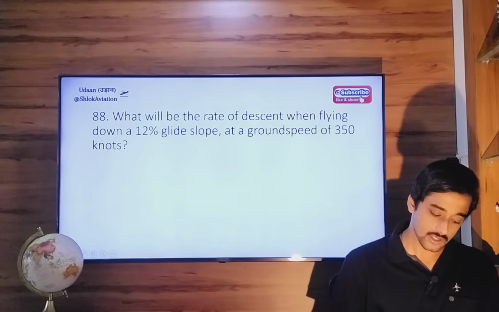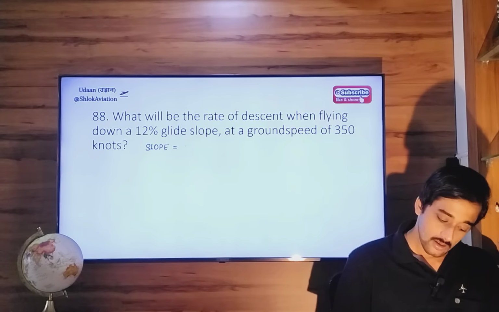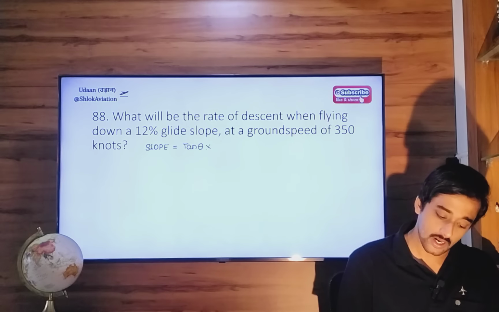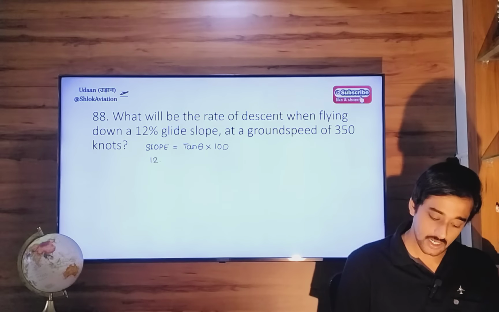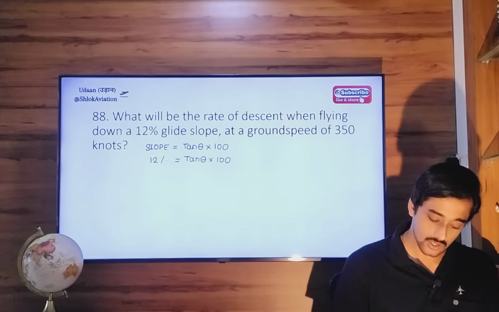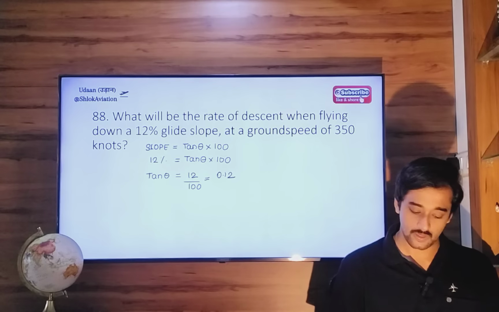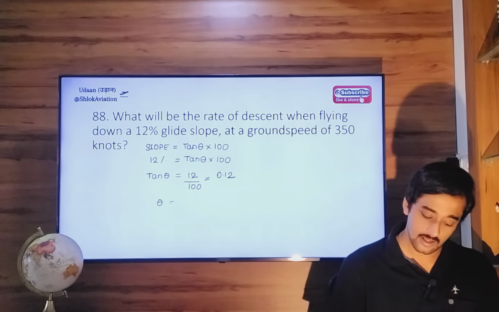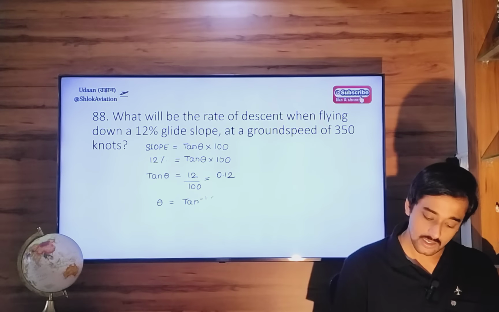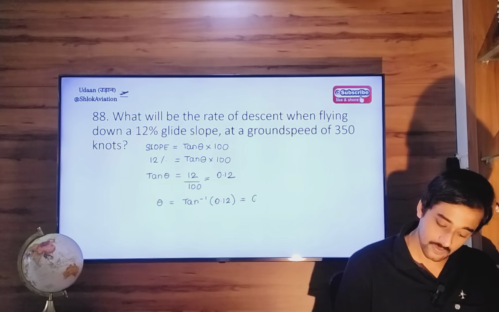What will be the rate of descent when flying down a 12% glide slope at a speed of 350 knots? So glide slope in terms of percentage equals tan theta into 100. So 12% is equal to tan theta into 100. So tan theta will be equal to 12 divided by 100, 0.12. So theta, that is glide angle, is tan inverse 0.12, 6.8 degrees.